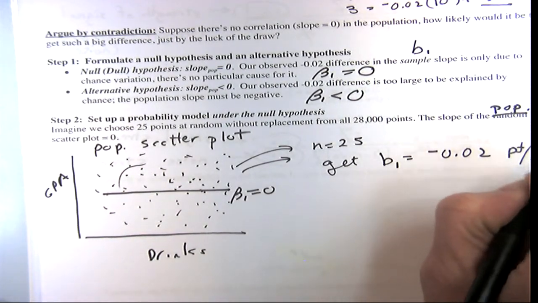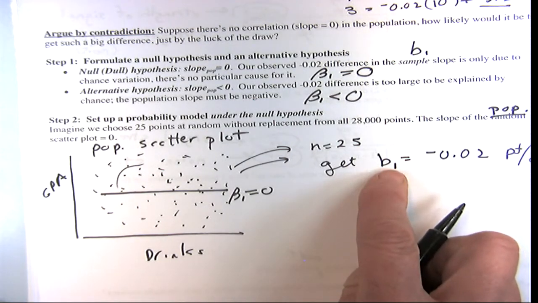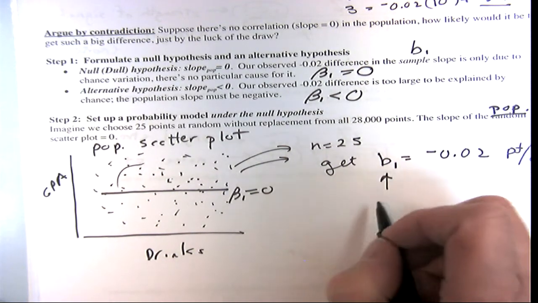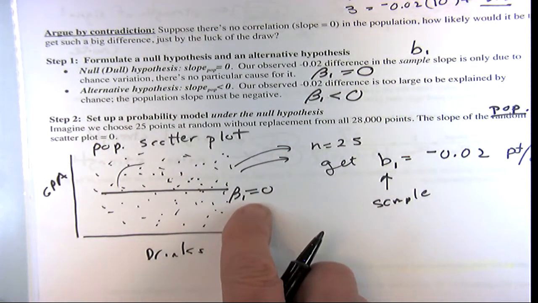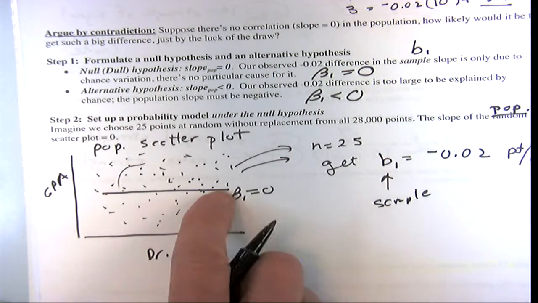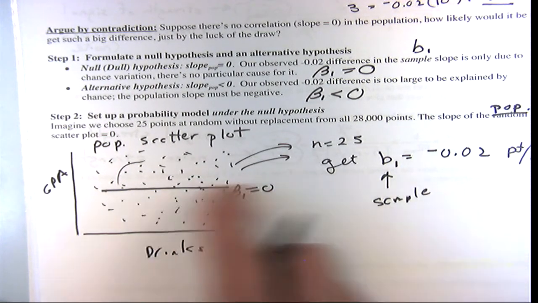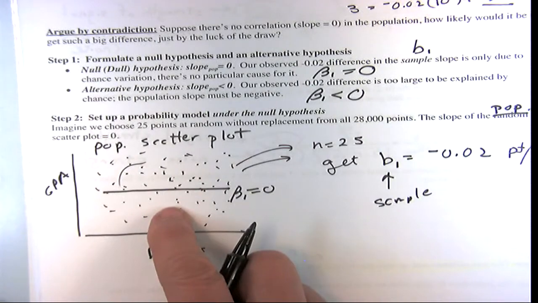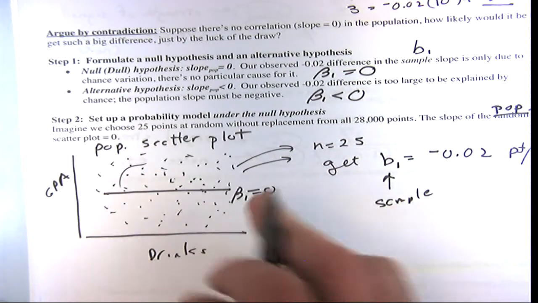Okay? So we want to know how likely that is, and that's what our p-value is based on. Right? So that's the sample slope. We know that, of course, it's not going to be exactly 0. It would be unlikely to be exactly 0. But the more points we sample, the closer we'll get to that.